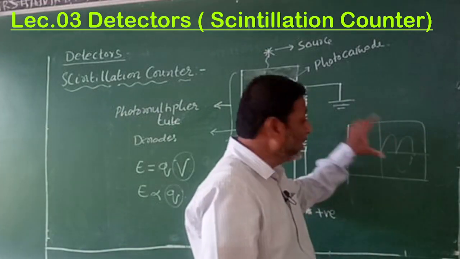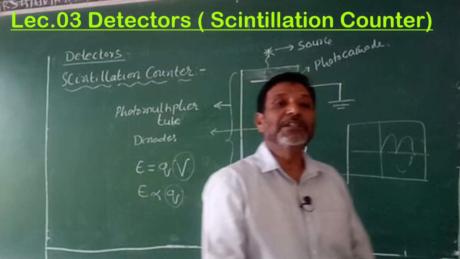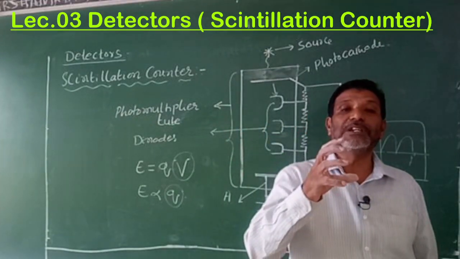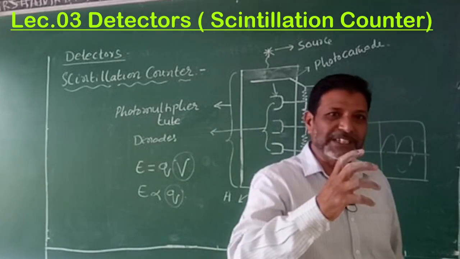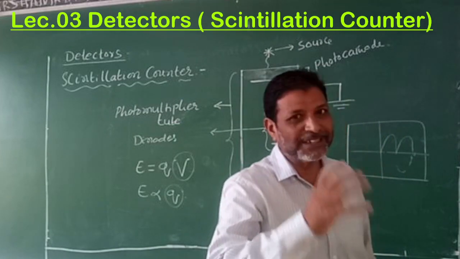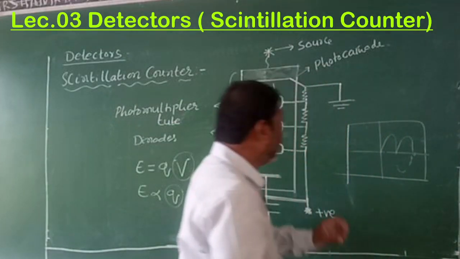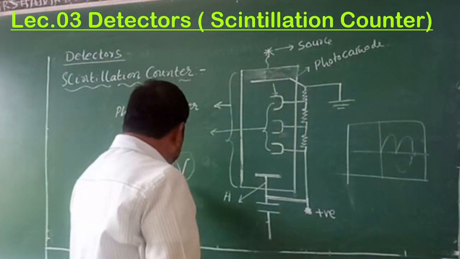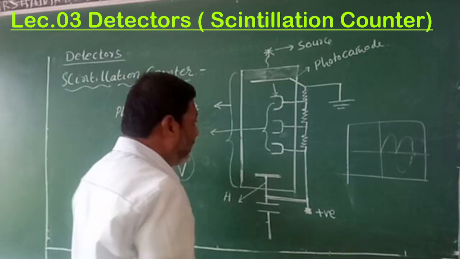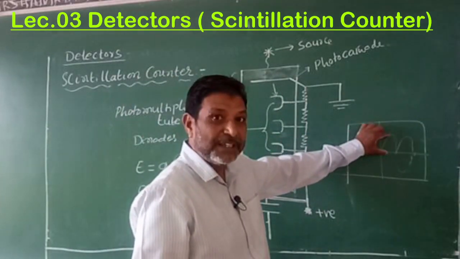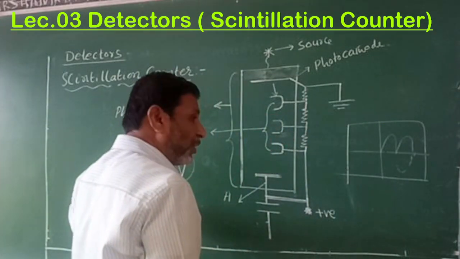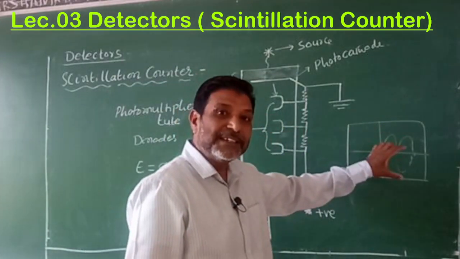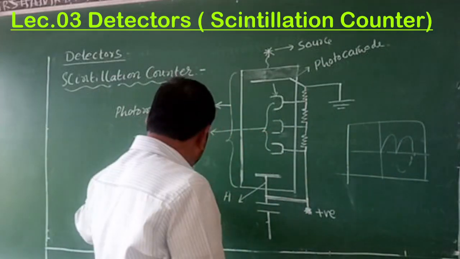If the pulse height is more, then ultimately that wave has more energy. If the pulse height is less, then its energy is also less. Whatever total energy you get, that energy is proportional to the pulse height. That means if the pulse height is more, the energy is more. If the pulse height is less, then energy is also less.